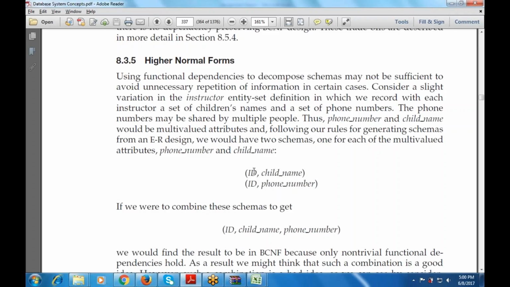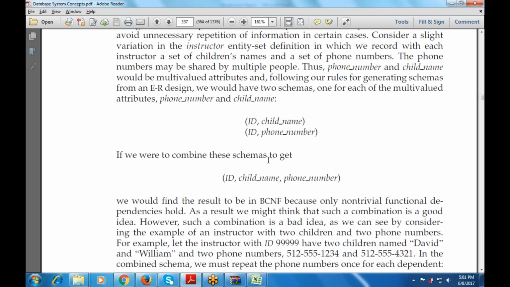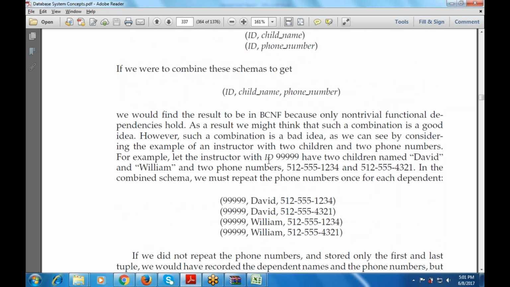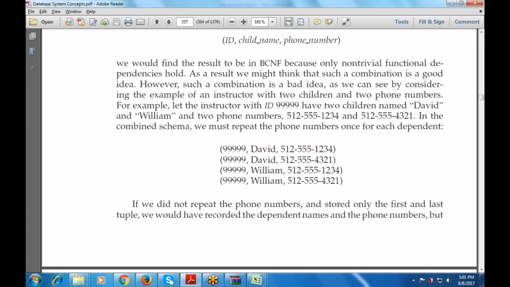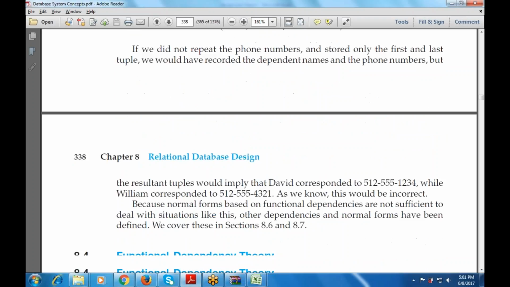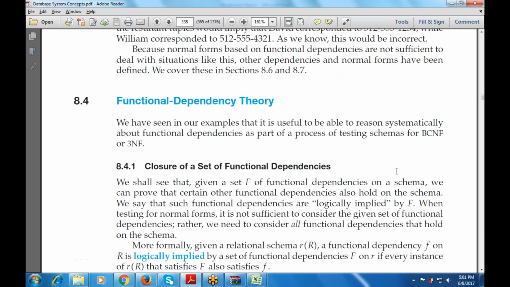If we were to combine these schemas to get ID, child name, and phone number, three parts, because the ID is the same in both cases, we would find the result to be in BCNF because only trivial functional dependencies hold. There are two children named David and William that have the same phone number. This is 1234, this is 4321. In the first and last tuple we have recorded the dependent names, and the functional dependencies included in this one.